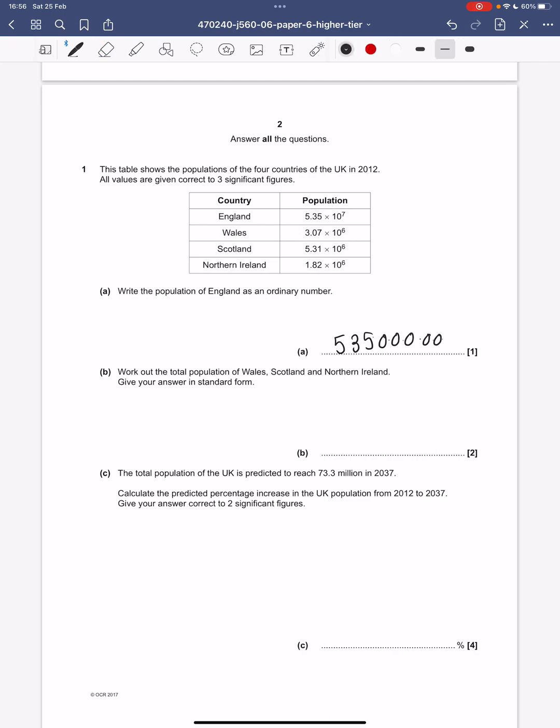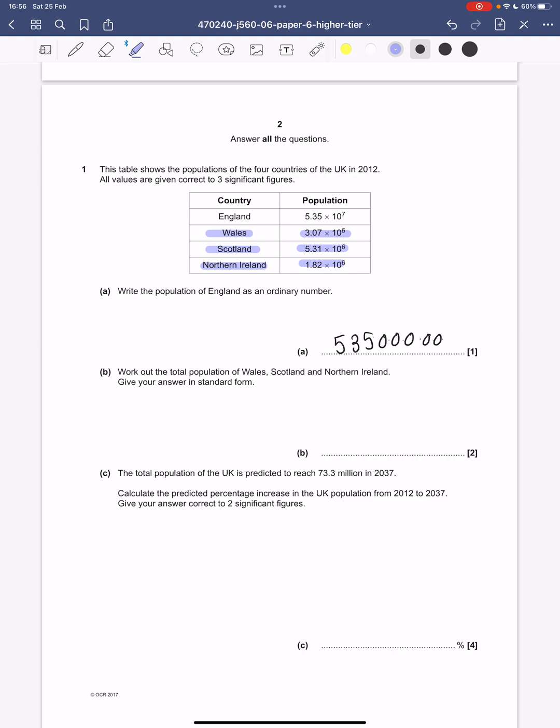Work out the total population of Wales, Scotland and Northern Ireland. Give your answer in standard form. So we could write out the numbers in full and add them up, but I'm actually going to use a calculator for speed because we're allowed to do that. So on my calculator I'm going to type in Wales, Scotland, Northern Ireland. So these 3 figures. I'm typing 3.07 times 10 to the power of 6, plus 5.31 times 10 to the power of 6, plus 1.82 times 10 to the power of 6.